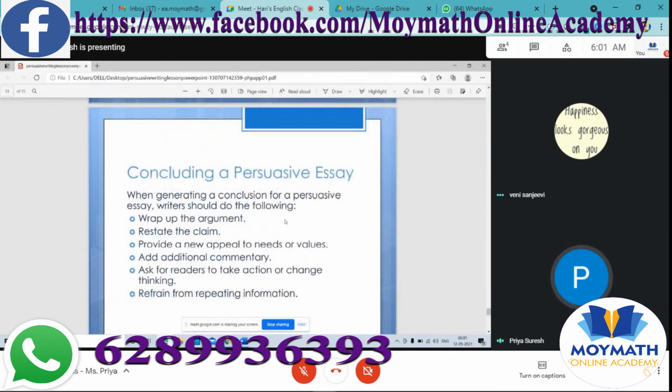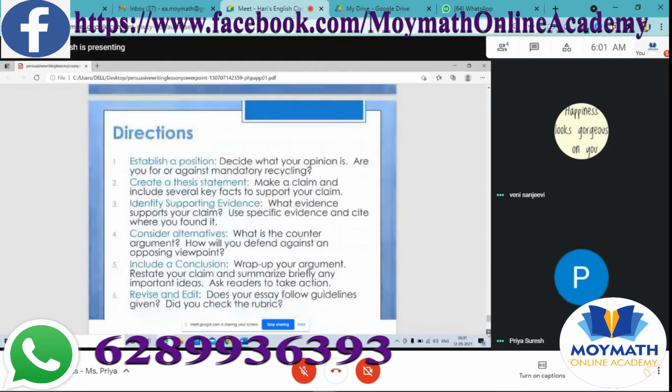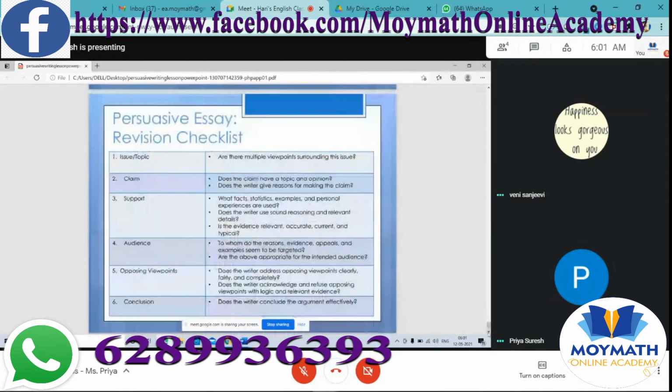Now, we did not take more on the conclusion, right? So you have to wrap up the argument. As I told you, restate the claim. That should be done in the conclusion. Add additional commentary. Ask readers to take action or change their thinking. This is very important. Your conclusion should have this: to take action or change something. Refrain from repeating information. That is really better. And the rubric is the last one here. See this one.